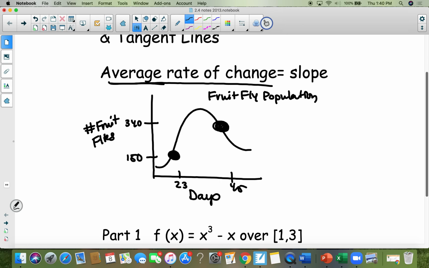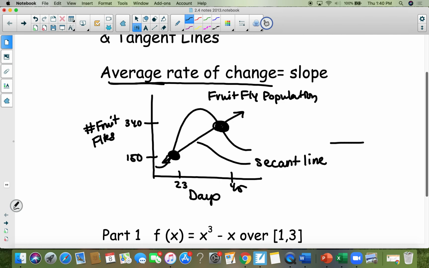Okay, if we want to find the slope between those 2 points, you guys, I can draw a line. And we're going to find the slope between those 2 points, and that is called the secant line. The slope between those 2 points, we're just going to do y minus y over x minus x, right? And obviously the 340 and the 150 are the y's, and the x's are the 45 and the 23.